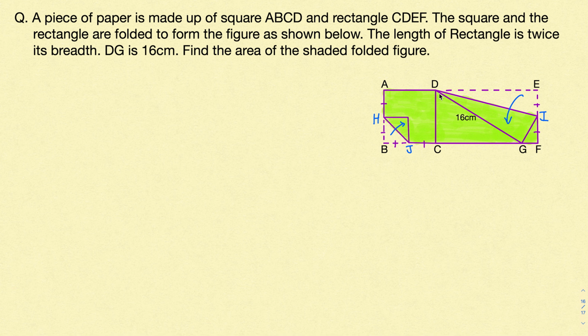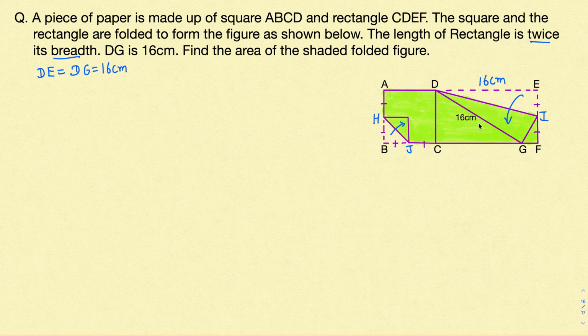As we know, DG is the same as DE. So if DG is 16, DE is also 16. And how about EF? EF is the breadth of the rectangle, and it is given that the length is twice its breadth. In other words, breadth is half of the length. So let's start writing it. DE is equal to DG, which is equal to 16 cm.